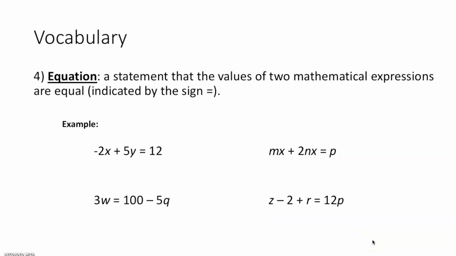Next vocabulary term is an equation. That's a statement that the values of two mathematical expressions are equal, indicated by the equal sign. So we look down here and we see that negative 2x plus 5y is equal to 12. This is an equation because we have two expressions, negative 2x plus 5y and 12, set equal to one another. Same thing with each of these. We have two expressions set equal to one another. That's what constitutes an equation.